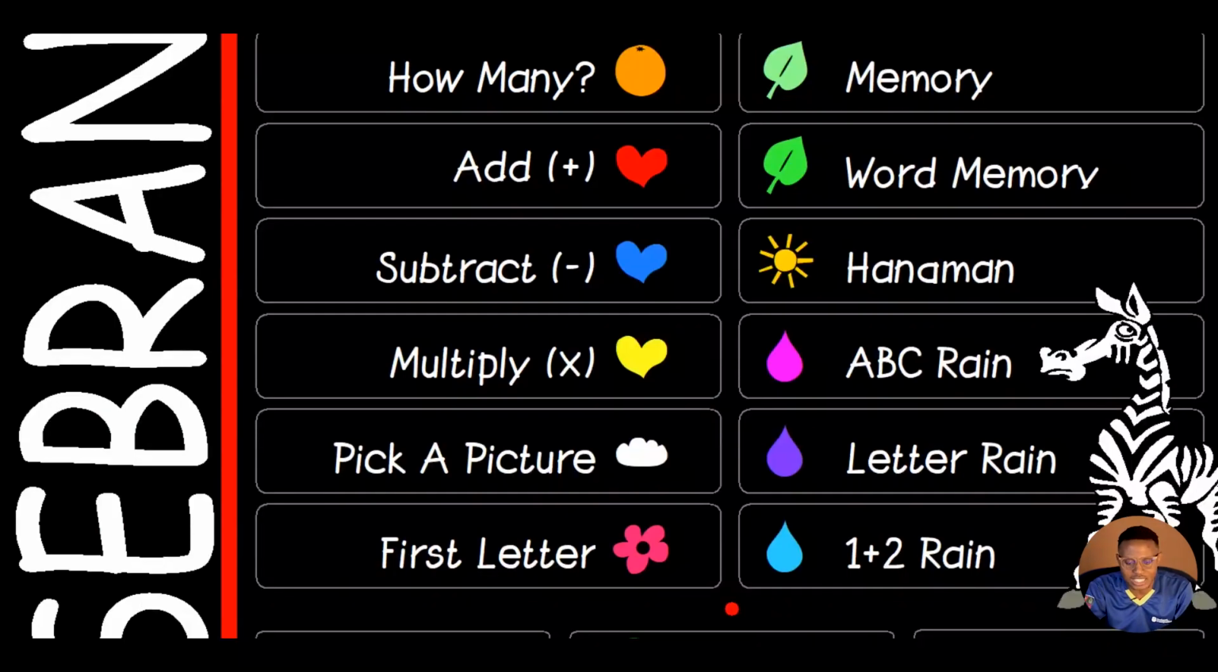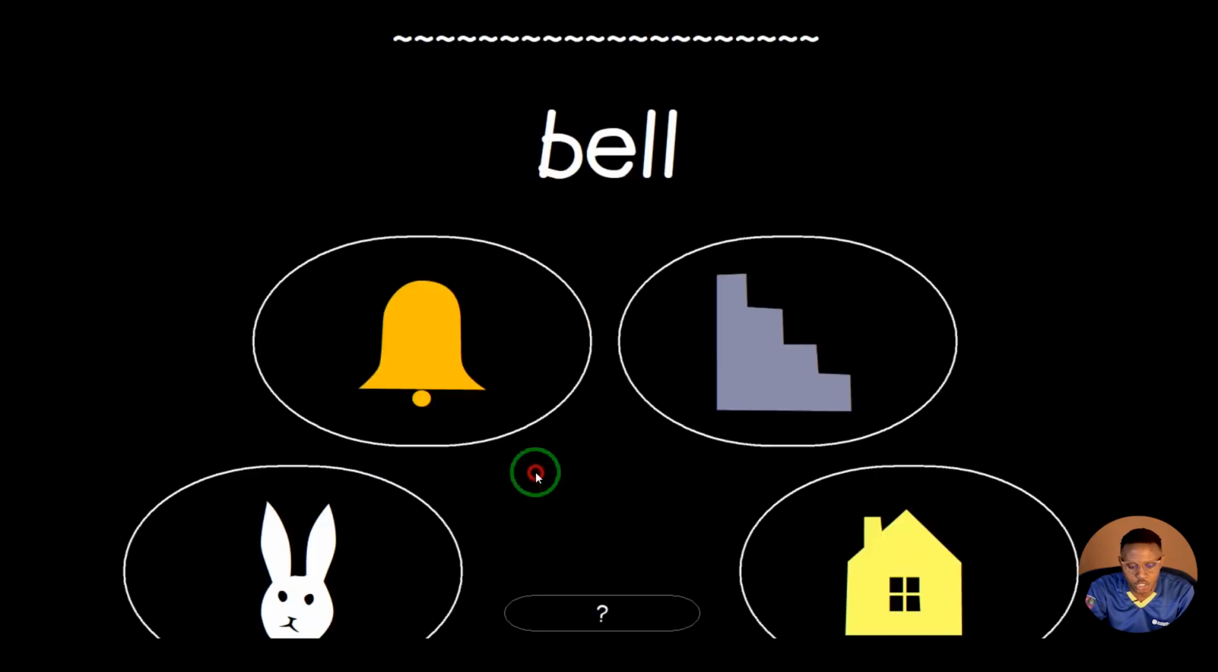Let's try another activity. Let's go to pick a picture. So what do we have here? We have bell. Is this a bell? No, this looks like a staircase. This is a house. This is a bunny. This is the bell. So what you do, you move the mouse cursor to the bell and click on it.